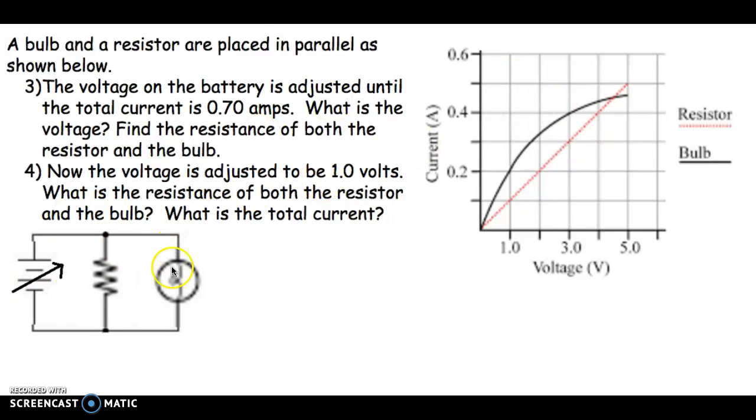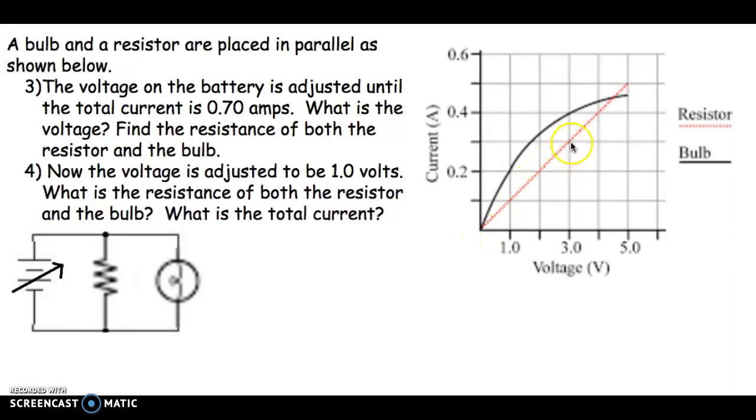Anyway, these are two in parallel, and that means that the amps through each of these two components are not necessarily the same. They may be, but they may not be. What is the same is that the voltage across this resistor will be the same as the voltage across this light bulb. We know that because these two components are in parallel. The resistor, as we saw earlier, has a constant resistance.